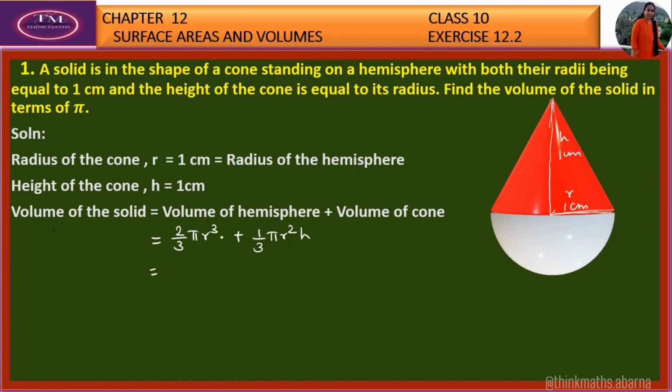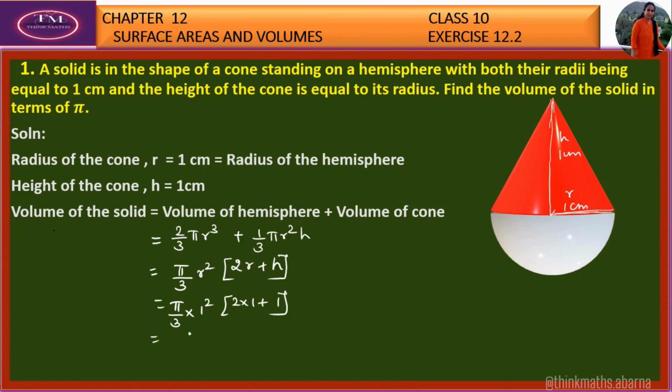So what is common here? Pi is common and in the denominator we have 3 in both. So pi by 3 and then r square is common. Remaining we have 2r plus h. So keep the value of pi as such. Pi by 3 r square, 2r plus h. What is r? r is 1, so 1 square, 2 into r is 2 into 1, and h is also 1.